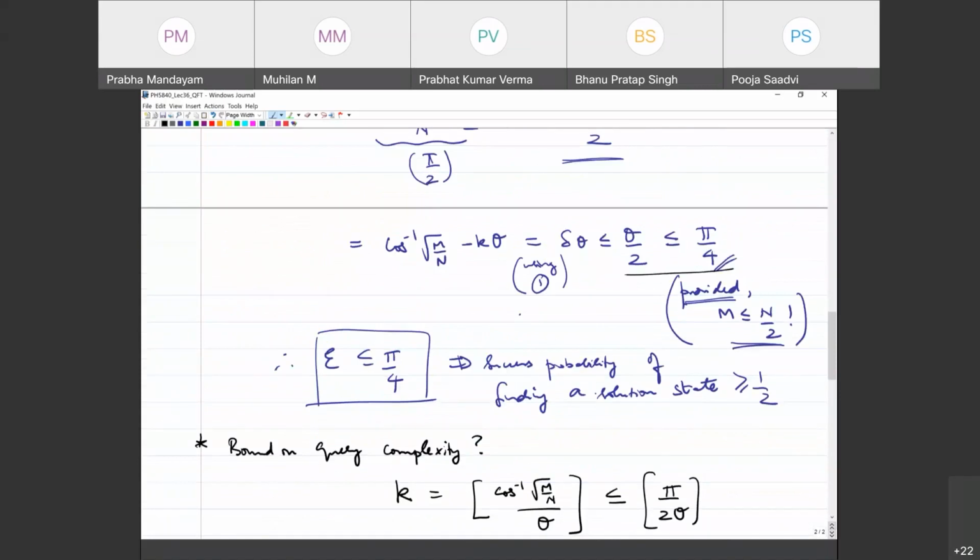The final question is, okay, this is order square root n, but can you do better?